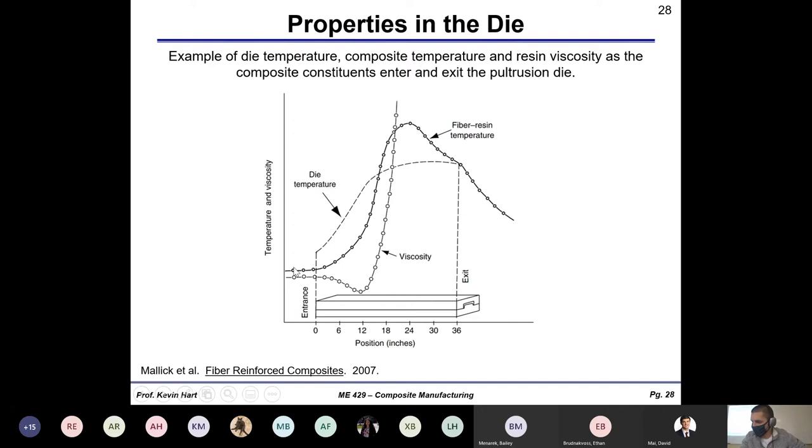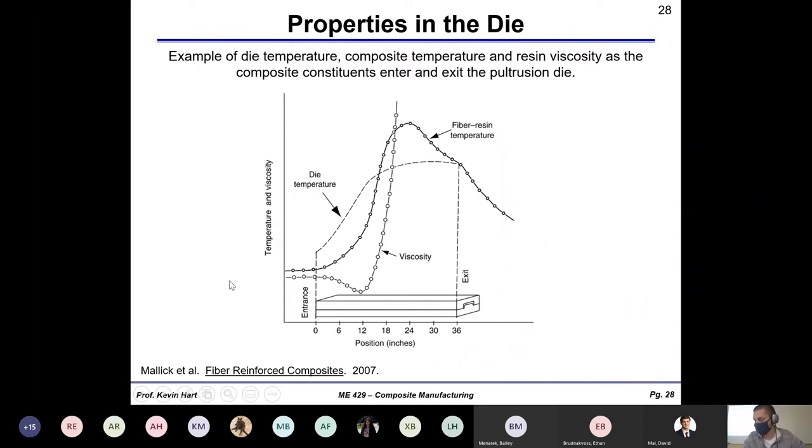So here's the fiber and resin temperature coming in, and it hits this heated die, and obviously that fiber and the resin start heating up. And because of the exothermic process that this resin goes through, it's actually going to heat up past the temperature of the mold itself. So at some point, this reaction is going to have a temperature that's higher than the die itself. It'll eventually come back down and cool as we make our way through.